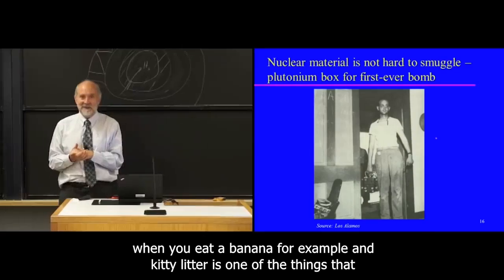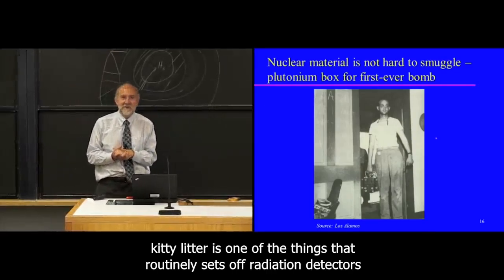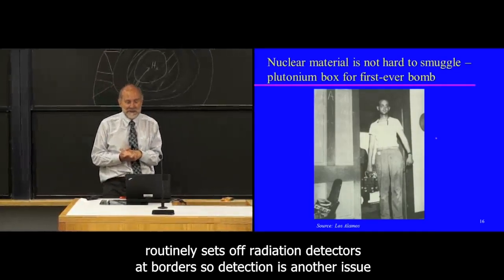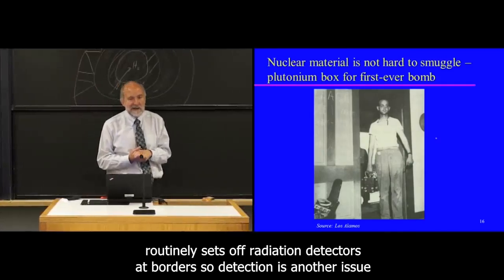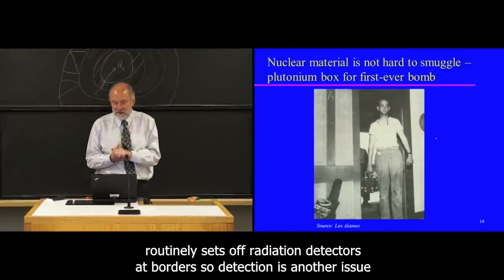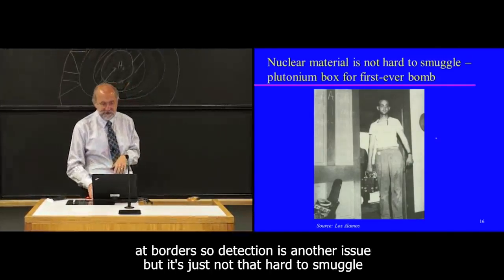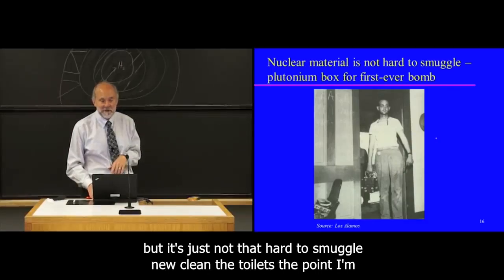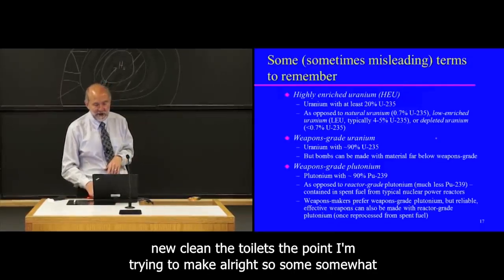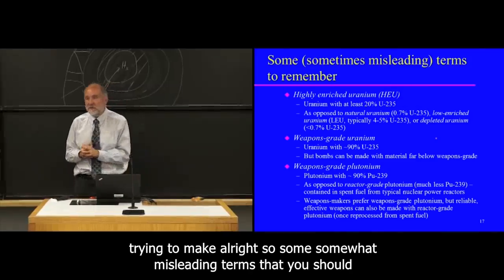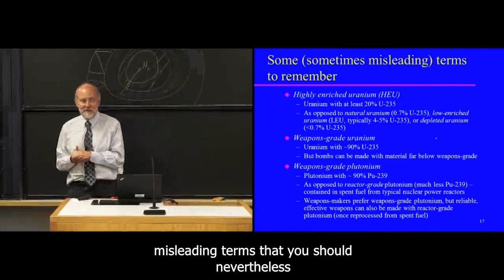And kitty litter is one of the things that routinely sets off radiation detectors at borders. Detection is another issue, but it's just not that hard to smuggle nuclear material, is the point I'm trying to make. All right. So, some somewhat misleading terms that you should nonetheless remember.